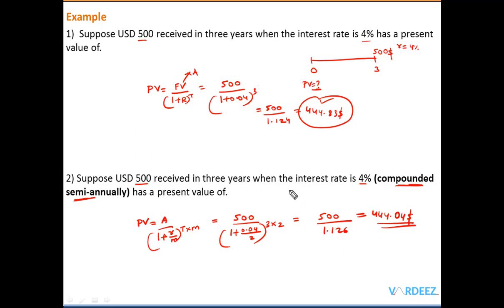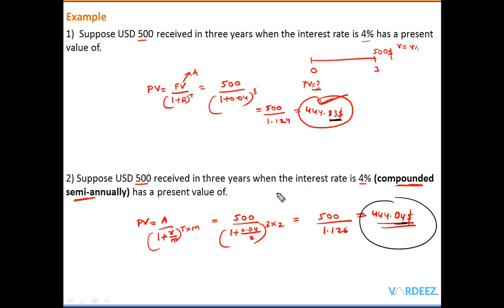Now there's one thing to note here: when we are compounding annually, we get $444.83, and when we are compounding semi-annually, we are getting less. When we are talking about future value, we are multiplying, so we will receive more if we increase the compounding frequency, and if we are taking the present value, we will receive less if we increase the compounding frequency.